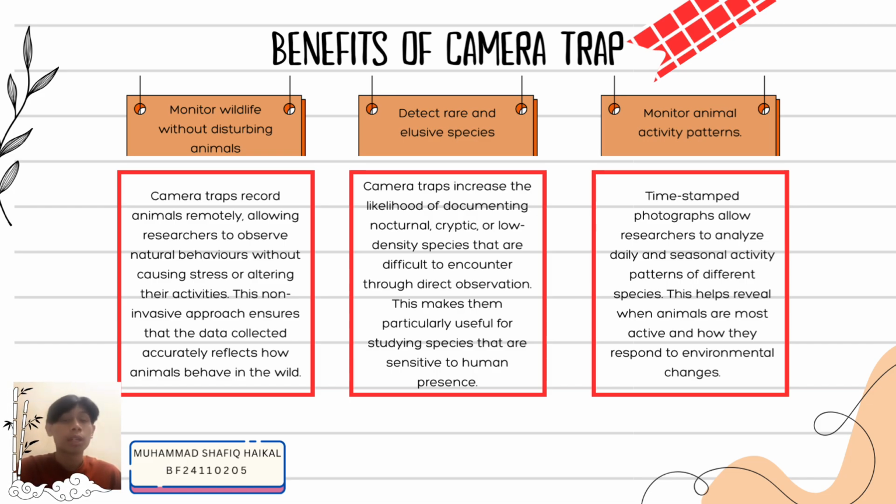The last benefit of using camera traps is monitoring animal activity patterns. Timestamped photographs allow researchers to analyze daily and seasonal activity patterns of different species. This helps reveal when animals are most active and how they respond to environmental change. Thank you.